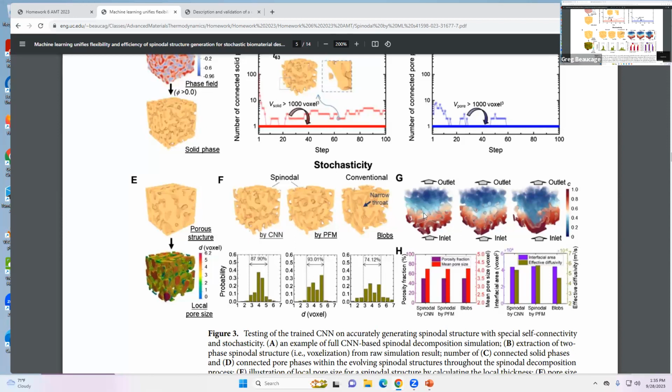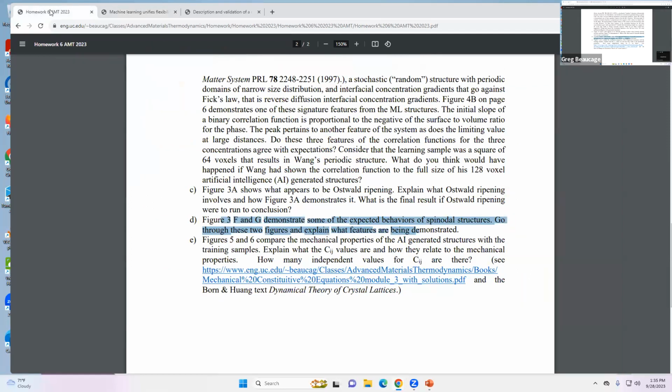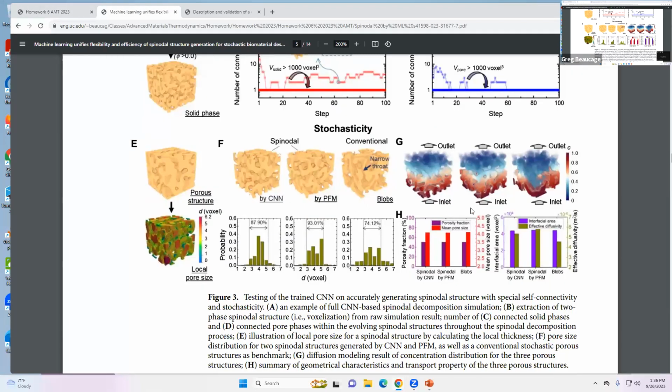And then F and G, this is showing how the transport works through these. Did I really say G here? I think I said F and G. So G is the transport. I think he's trying to show constant diffusion model result, concentration distribution for 3 porous structures. It's just showing the transport through the structure. These two are the same and that one's different. I guess that's one thing.